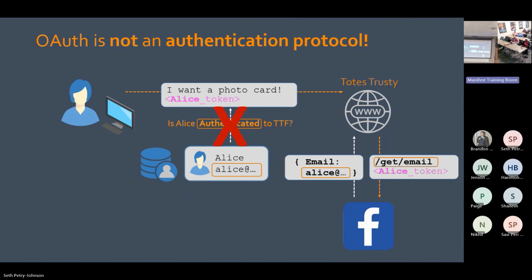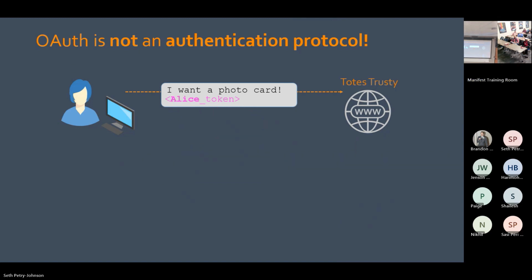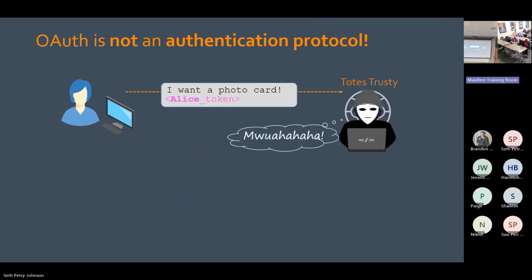And before I explain that, so far, nothing's wrong. It really is Alice accessing her own data. Everything here is kosher. But there's no guarantee that it was Alice that authorized that token. For example, let's say Alice has already gone through that flow. She has her access token. She's gone over to Totes Trustee. She's given that token, but they're not trustworthy.